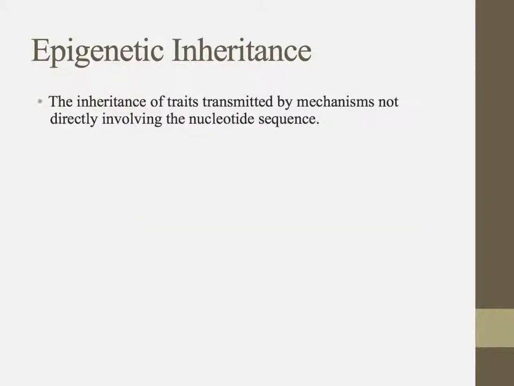Another thing the book went over was epigenetic inheritance, and that is basically a definition where it's the inheritance of traits transmitted by mechanisms not directly involving the nucleotide sequence. So it's traits that are being passed on that have to do with location and not the sequence that the DNA is in.